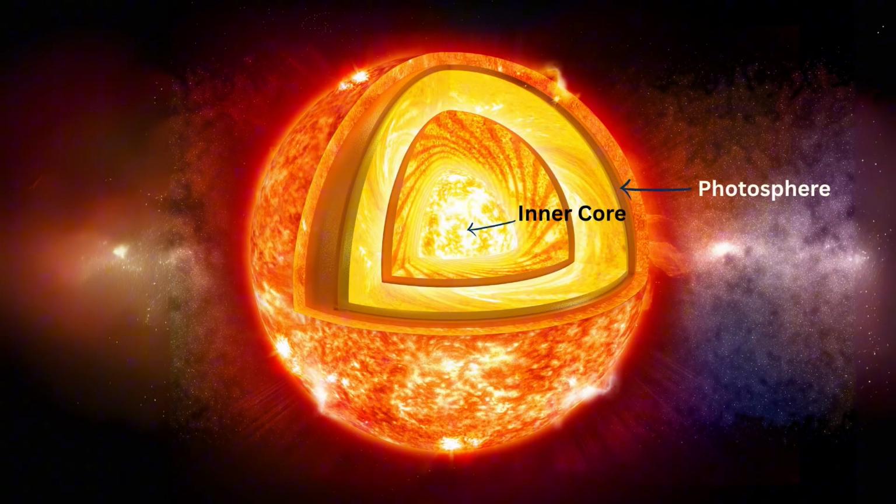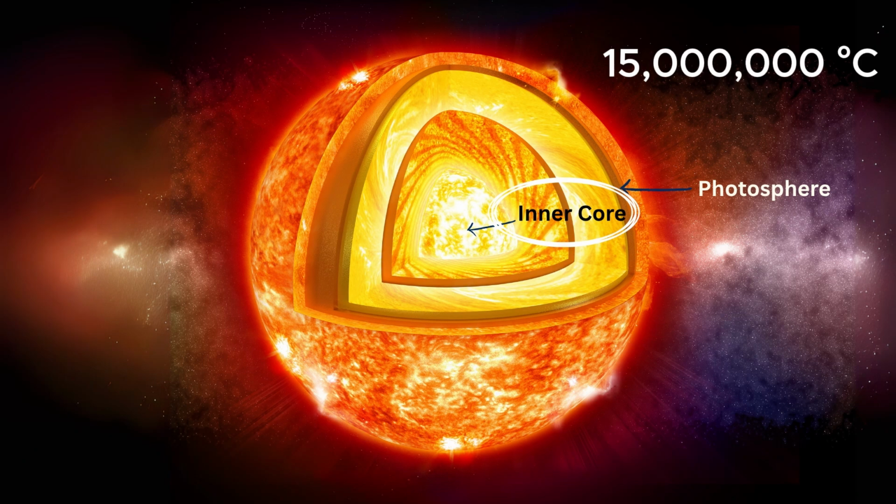The sun is incredibly hot, but did you know that different parts of it have different temperatures? The very centre of the sun is called the core, and it's the hottest part. Temperatures there can reach a mind-blowing 15 million degrees Celsius. That's where the sun makes energy like a giant nuclear engine.